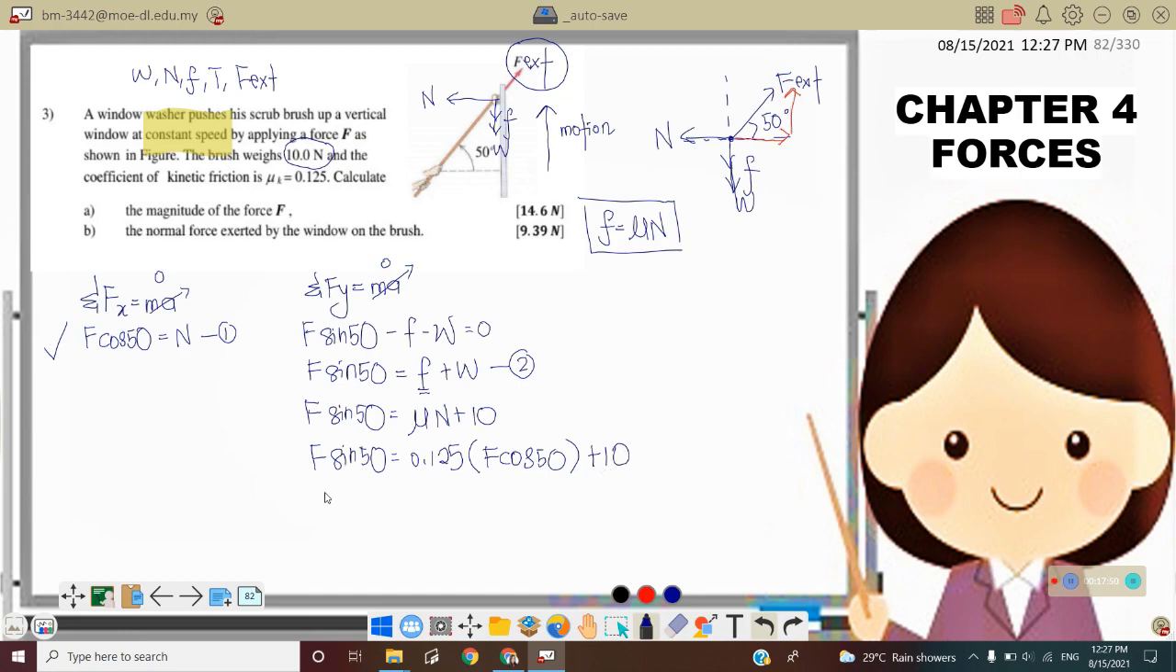After that we simplify it: F sine 50 minus 0.125 F cos 50 minus 10 equals 0. Then we factorize out the force F external, and you find that F external equals 14.6 Newton. After you get your F external, you substitute back to find the normal force. So our normal force equals 14.6 cos 50, and you will get the final answer for the normal force: 9.39.